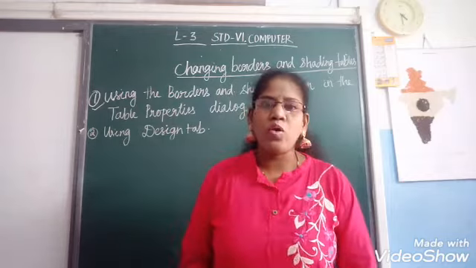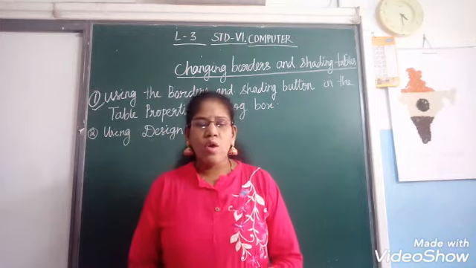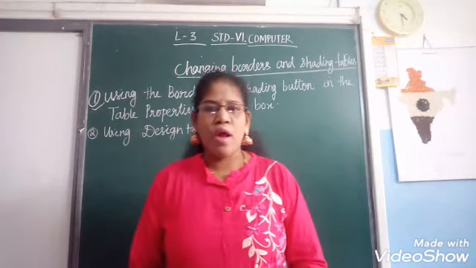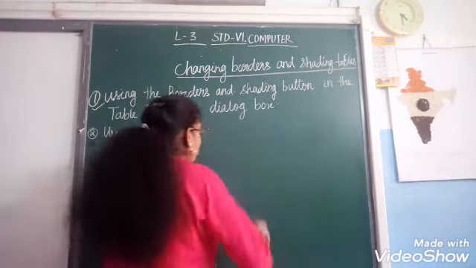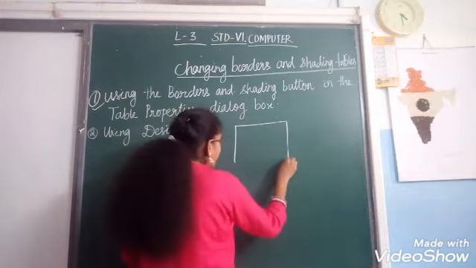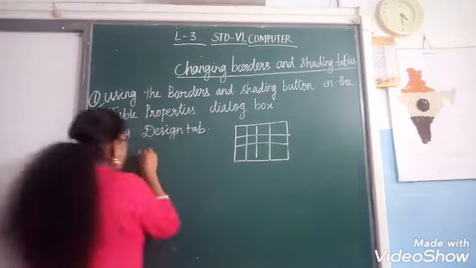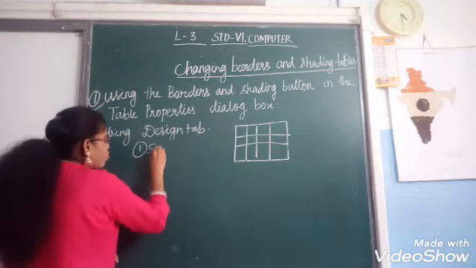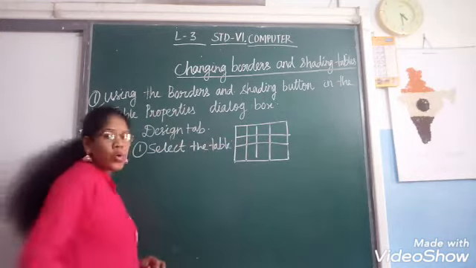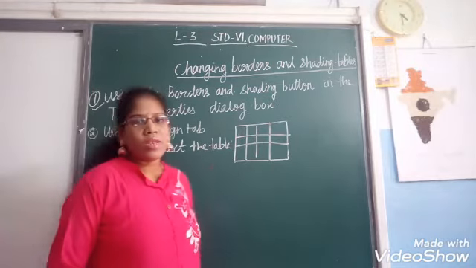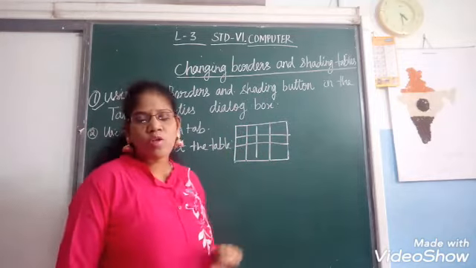So, if you want to apply border and shading in a table, what are the steps? What are the things you have to do? The first is you have to select the table. For example, this is a table, the intersection of row and column. The first step, you have to select the table. You know how to select a table? Once you select the table, you will see the table tools box opens up.